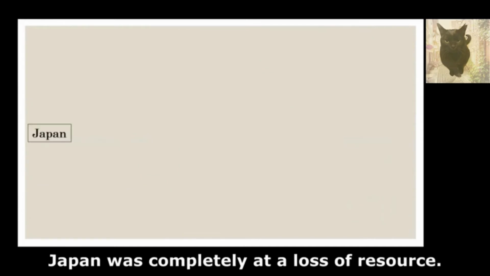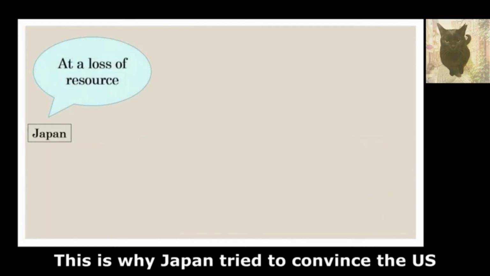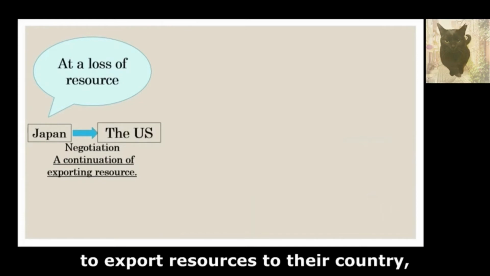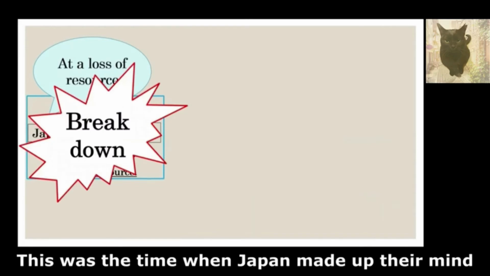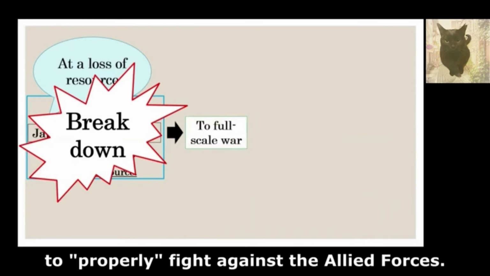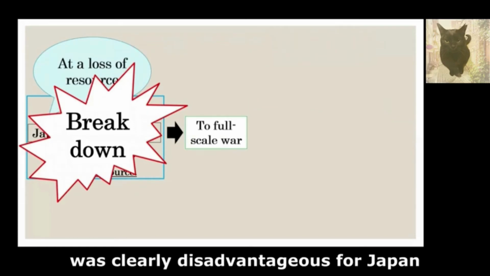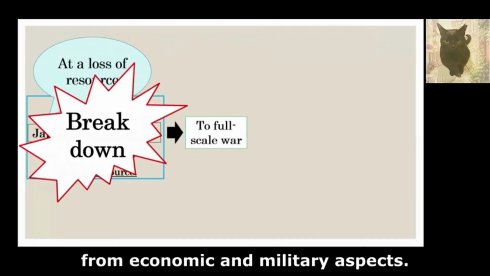However, because of the long-lasting Second Sino-Japanese War, Japan was completely at a loss for resources. This is why Japan tried to convince the US to export resources to their country, which did not come true. This was the time when Japan made up their mind to properly fight against the Allied forces. The long-term war against the US was clearly disadvantageous for Japan from economic and military aspects.